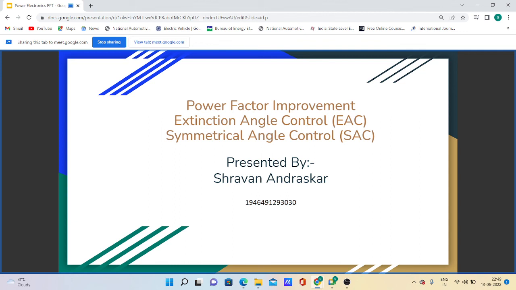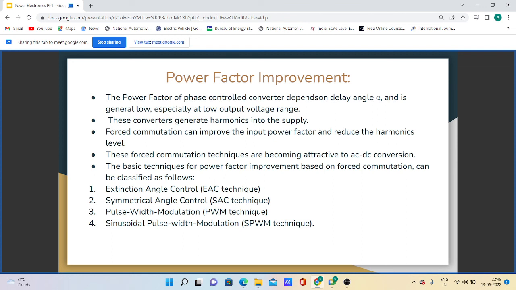First of all, we will see about power factor improvement techniques. So, what is power factor? It is the real power upon apparent power. As we consider the controlled converter, the important part is ripple content, which depends on the firing angle, which is generally low, especially at low output voltage range. As the ripple factor increases, the power factor decreases.